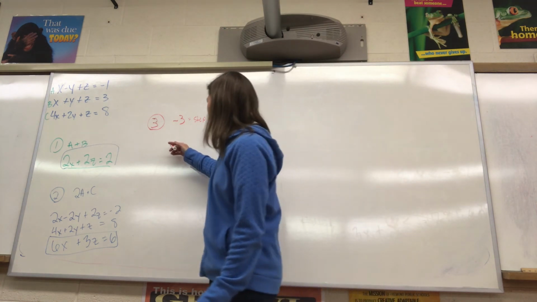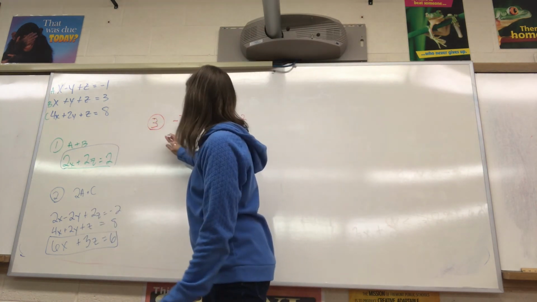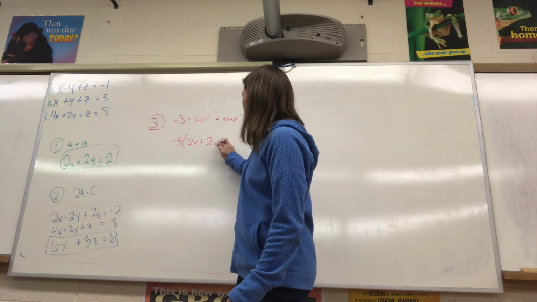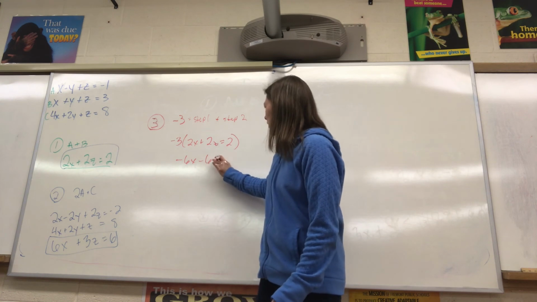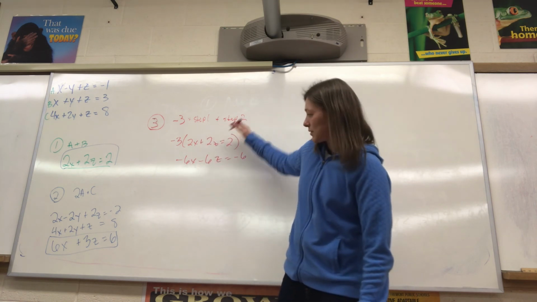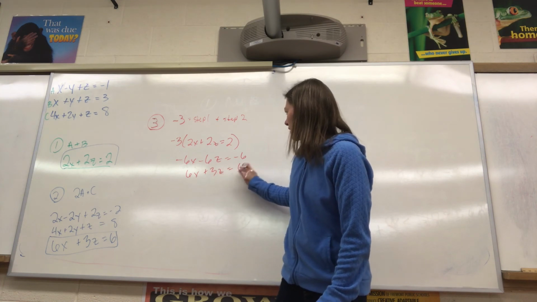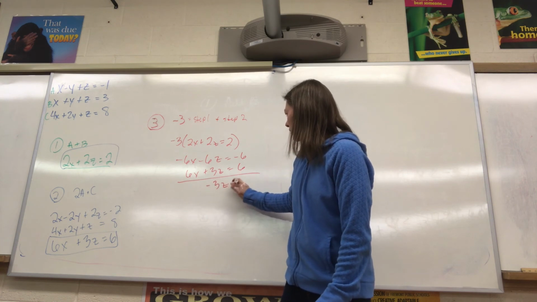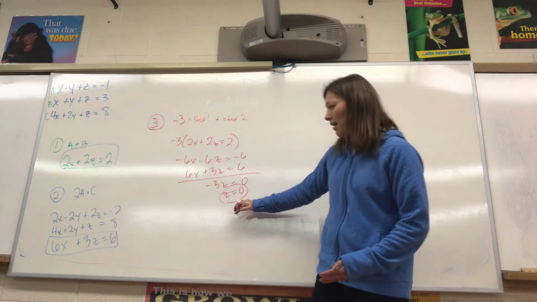Okay, so I'm going to take negative 3. I'm going to flip this marker over, I think it'll be easier. So I'm going to take negative 3 times step 1, so 2x plus 2z equals 2. That's going to be negative 6x minus 6z equals negative 6. And then I'm just going to add that to step 2, which was 6x plus 3z equals 6. So now these go away. I get negative 3z equals 0. So z equals 0. Okay, so we have one variable.